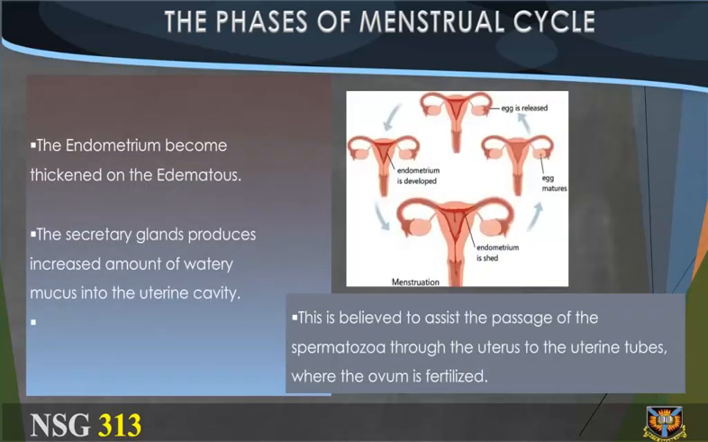The phases of the menstrual cycle. The endometrium becomes thickened. The secretory glands produce an increased amount of watery mucus into the uterine cavity. This is believed to assist the passage of the spermatozoa through the uterus to the uterine tubes, where the ovum is fertilized.